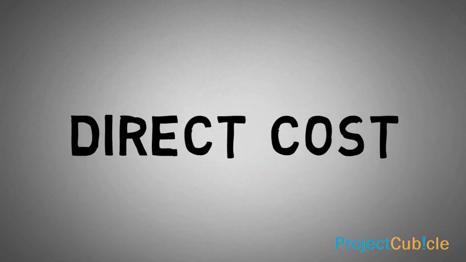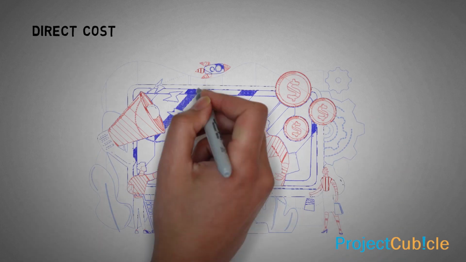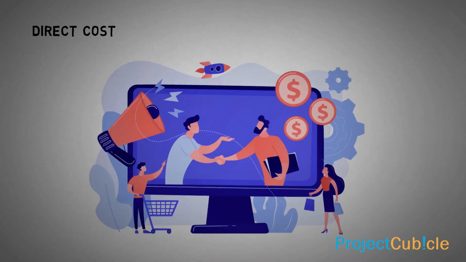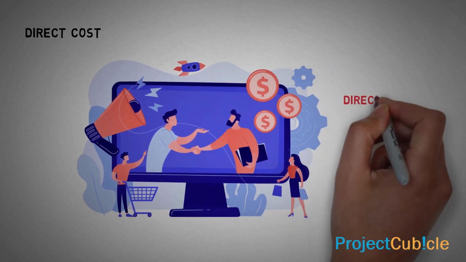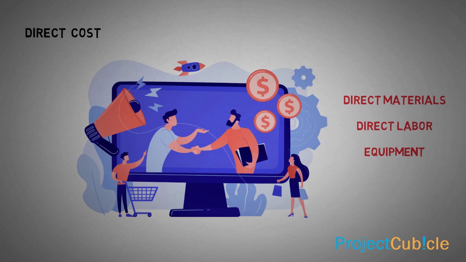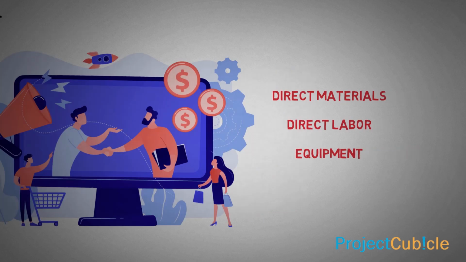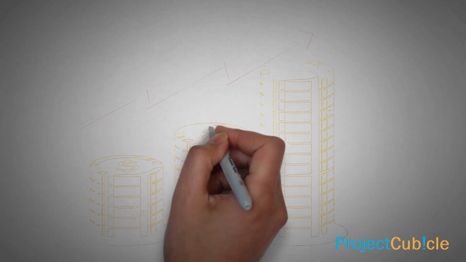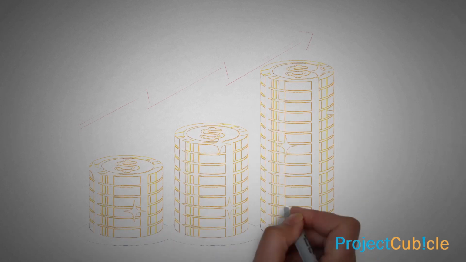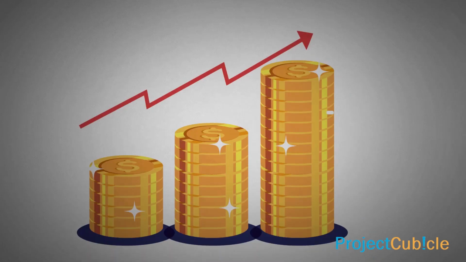Direct cost. A direct cost is a price that can be utterly attributed to the production of products or services. Some costs, such as direct materials, direct labor, equipment, are examples of common direct costs. Direct costs are often variable costs. If the manufactured units increase, direct costs increase, because creating more units requires more materials and resources.